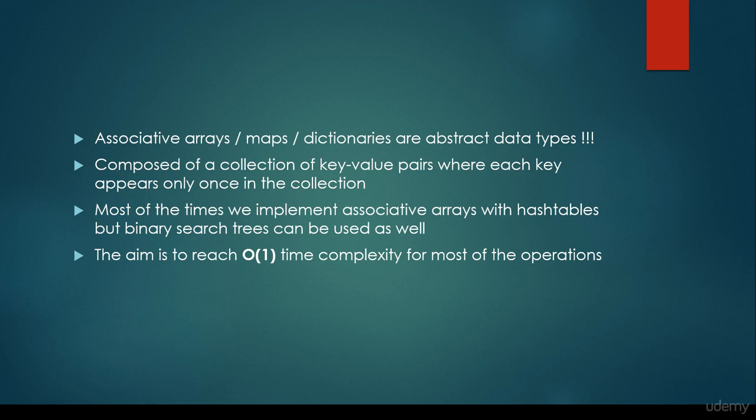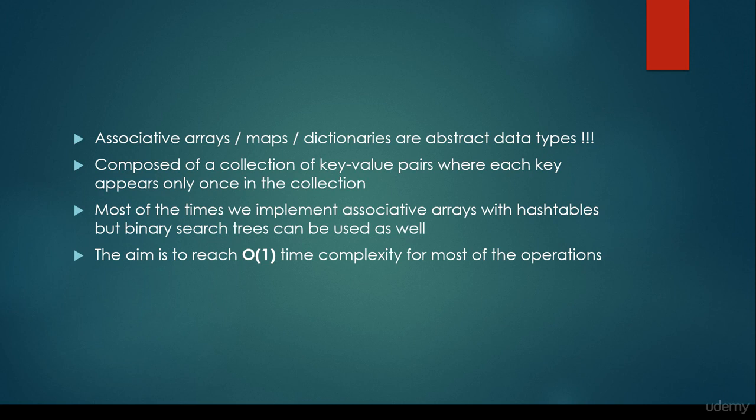We have been talking about abstract data types before, such as stacks, queues, priority queues, and so on. So basically it is the same. It contains the specification only without the concrete implementation. And it is composed of a collection of key value pairs where each key appears only once in the collection.